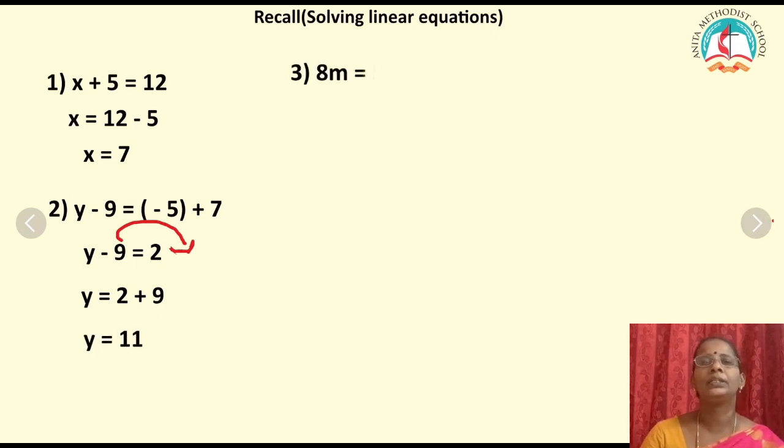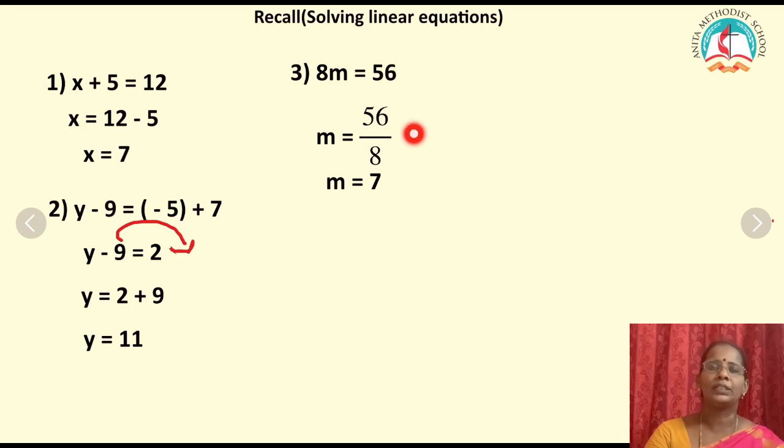Next question, 8m is equal to 56. Work out children. How will you get the value for m? m is equal to, I'll give you time, work out. What is the operation here? Yes, it is multiplication. So multiplication becomes division. It goes to right hand side, becomes division. So m is equal to 56 by 8. Therefore m is equal to 7. Clear children? Look at the next question.